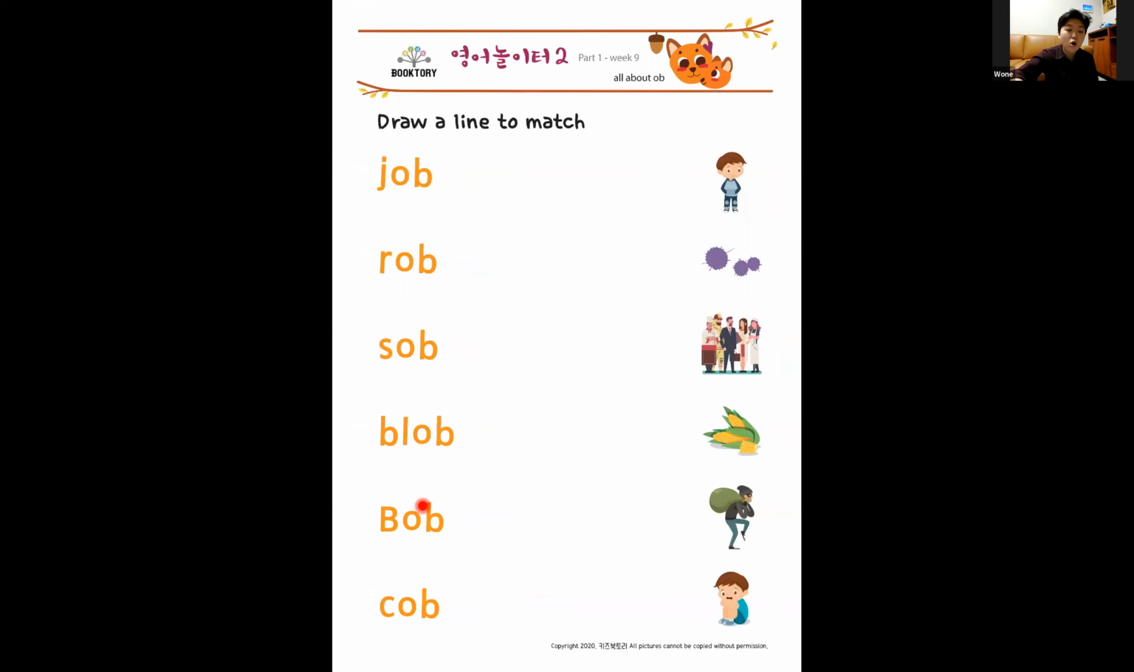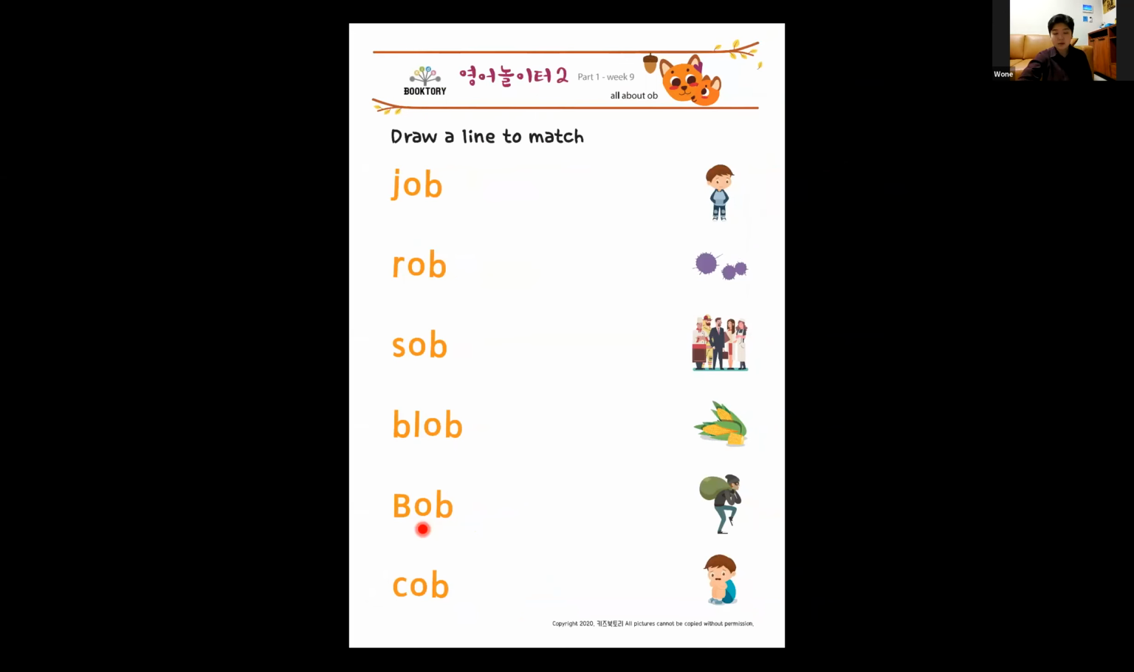Let's go on to OB, ob. The first one is job. Job. Where does job go? Job is our work, right? My job is being a teacher. Your dad or mom or brother or sister could be a doctor, a librarian, a teacher like me, a lawyer, an office worker, a company worker, a businessman or businesswoman. Those are all jobs. So this is going to be job.